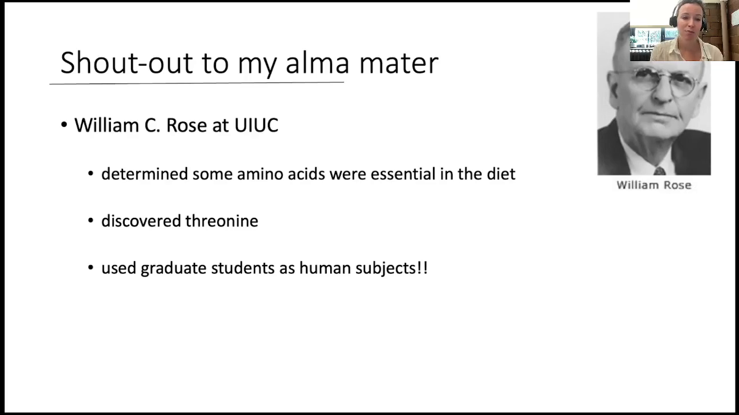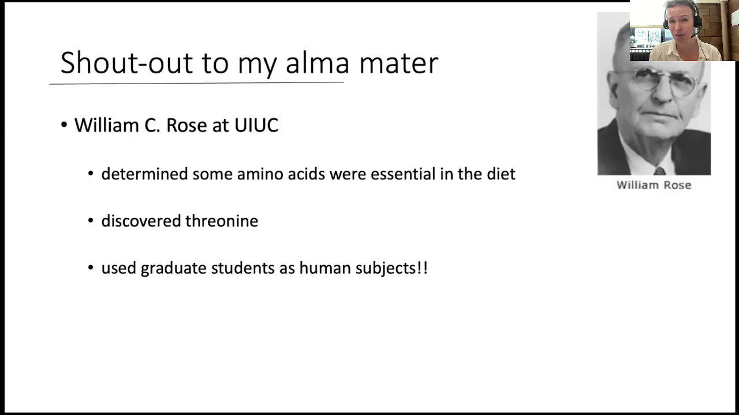Today's Meet a Scientist moment is William Rose. He was a professor at University of Illinois Urbana-Champaign, and he was able to determine that some amino acids were essential in the diet, therefore essential amino acids. He also discovered threonine. Now, his research happened a long time ago and wasn't exactly ethical according to today's standards. For example, he did experiments on his own graduate students.